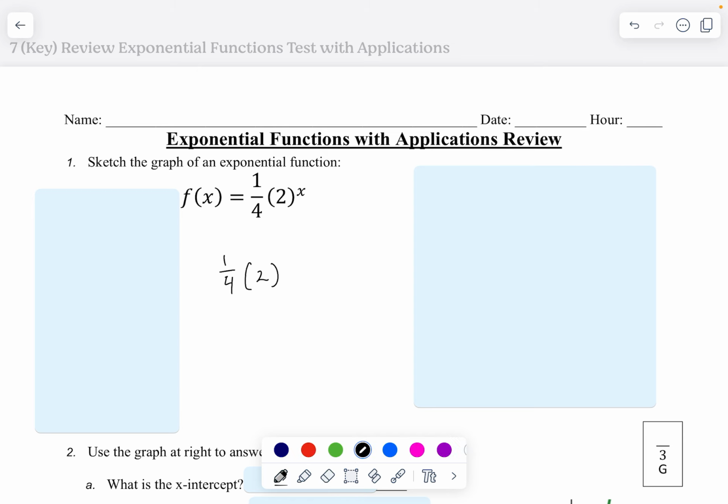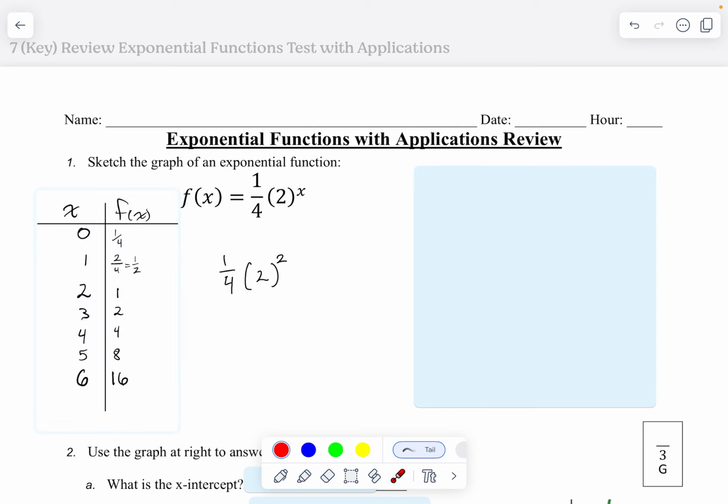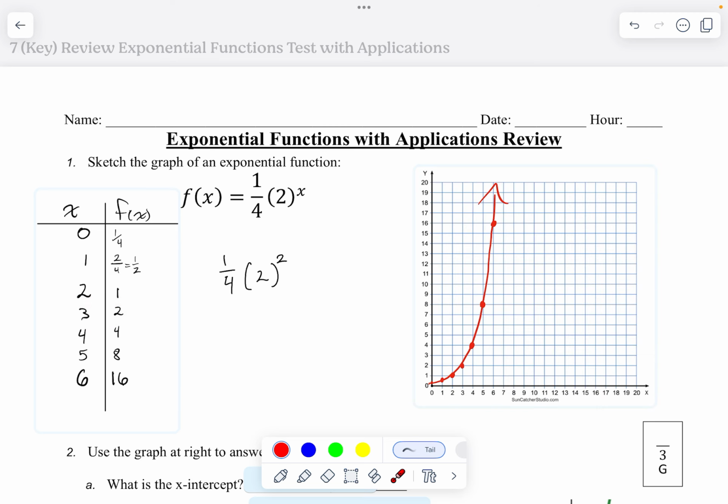And I could keep going and make that 2. 2 squared is 4, and 1/4 of 4 is 1. And so as I keep going, you can see I get the following table. Now these points, these pairs are actually points on the graph. So 0, 1/4, 1, 1/2, 2, 1, 3, 2, 4, 4. And so I'm going to plot those points, and then I'm going to connect them with an exponential curve.